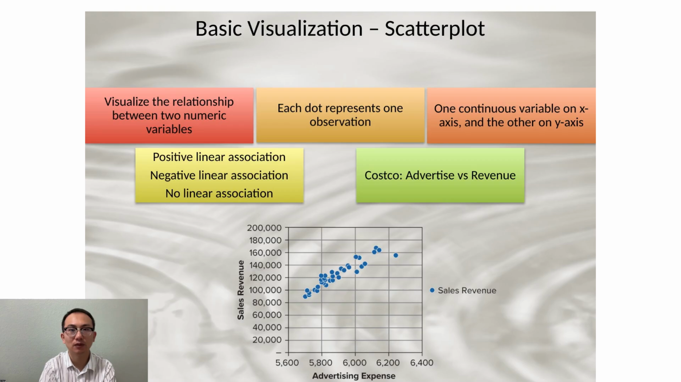A scatter plot, also called a scatter chart. This is a powerful tool we use when we want to understand the relationship between two numeric variables. Each point or dot on a scatter plot represents one observation in your dataset. You put one variable on the x-axis, that's the horizontal axis, and the other on the y-axis, the vertical axis. Then you plot all the dots based on the values of those two variables.